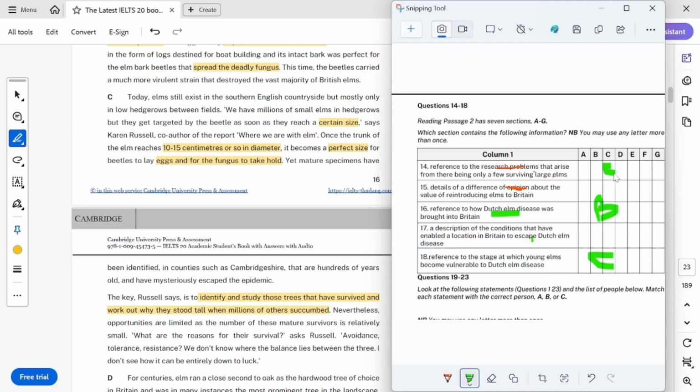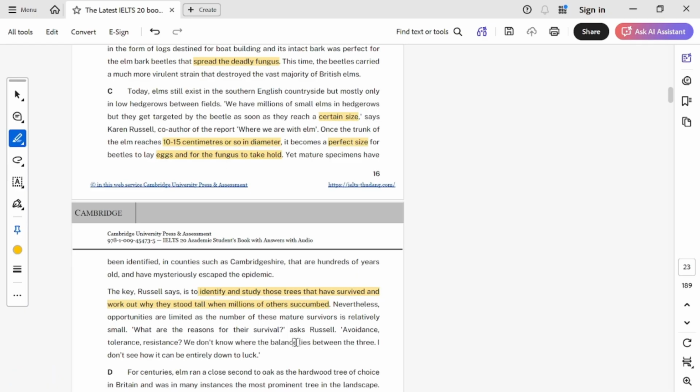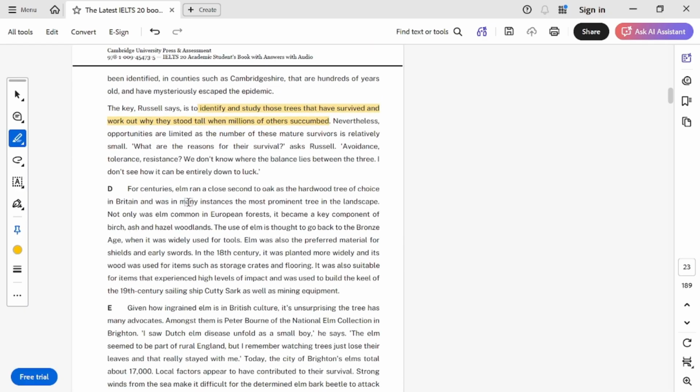So now let's go to paragraph D. Paragraph D talks about the history and use of the elm tree. For centuries, this is history, and it also talks about the use of the elm tree, most ornamental landscape common. The elm was an important tree in Britain. So the historical importance and use of the elm is explained by D.